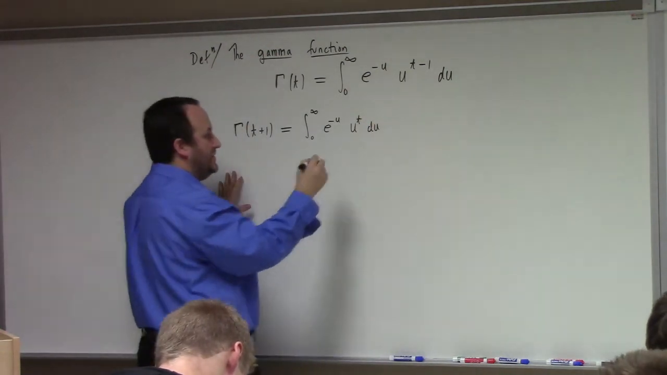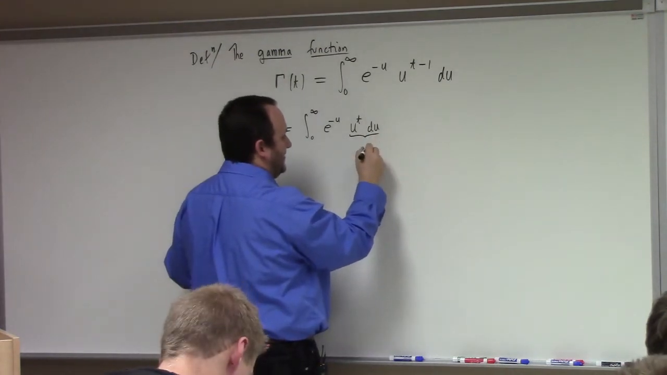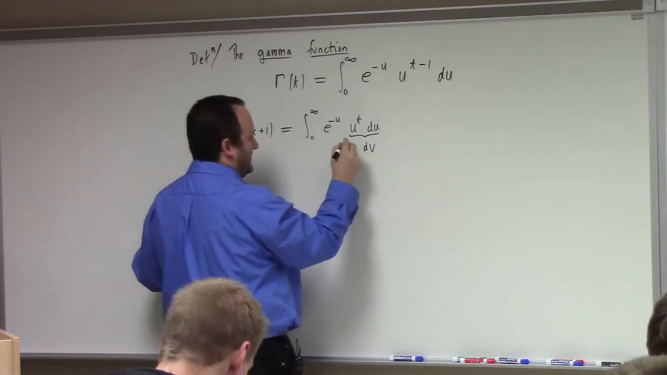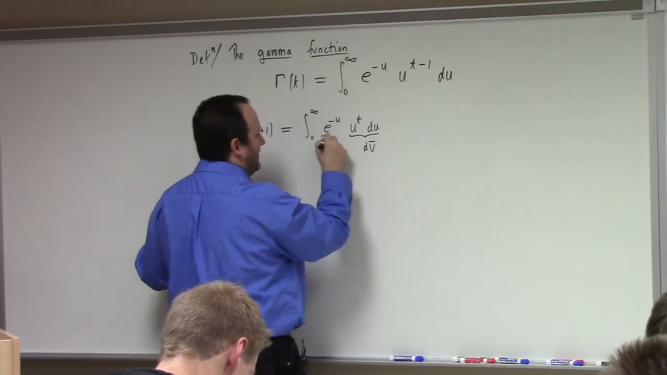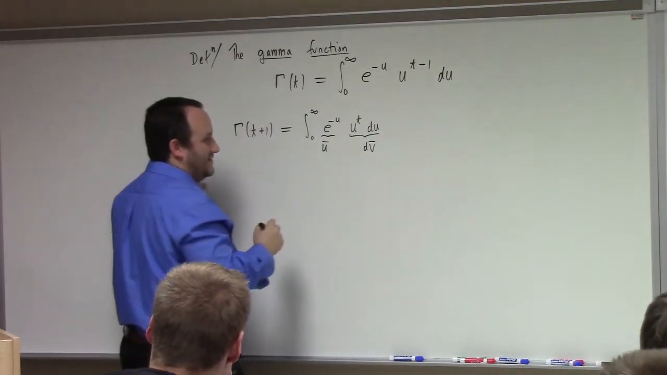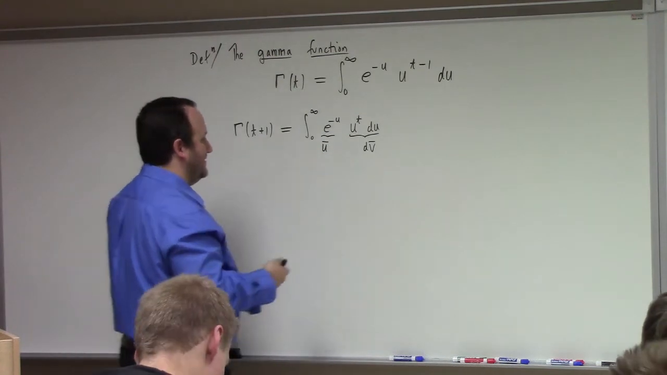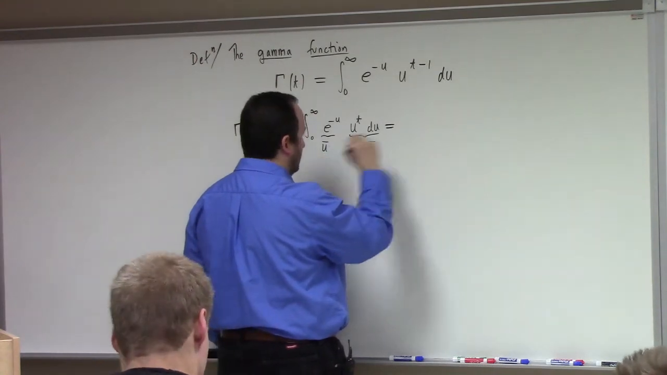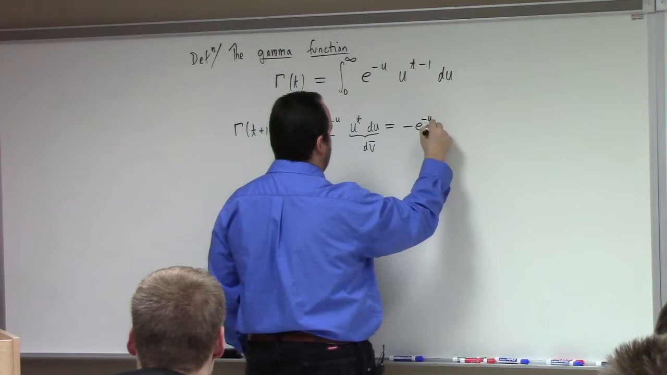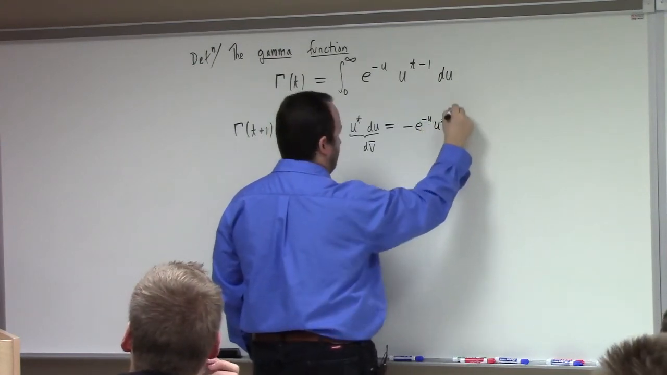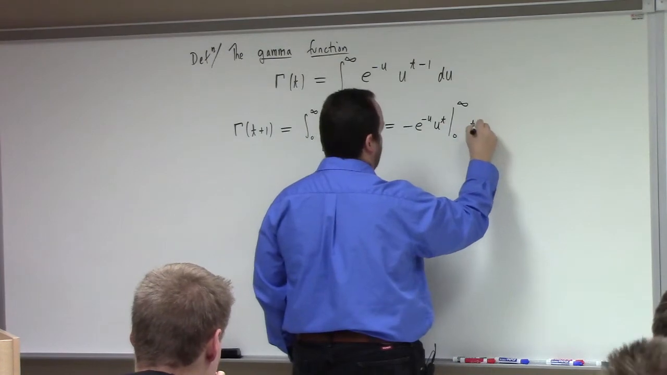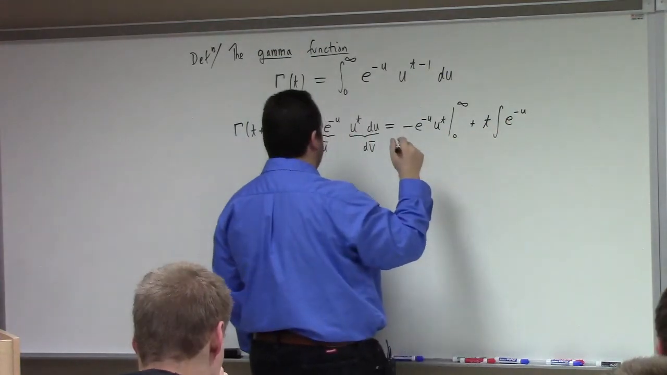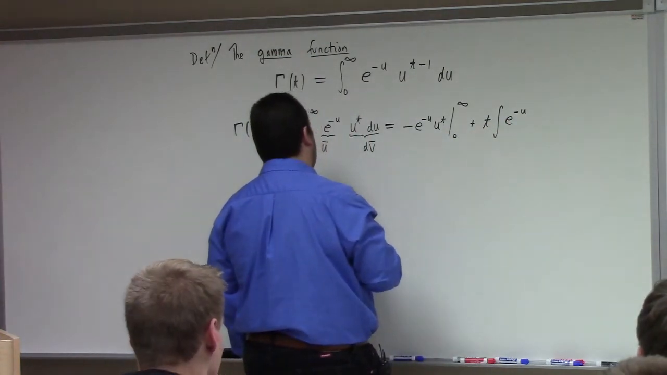So we'll do integration by parts. Let's think of this as being the dv, and let me put a bar. This will be my u bar, because we use u and v for, yeah. Anyway, long story short, integration by parts gives me minus e to the minus u, u to the t evaluated from 0 to infinity, plus t times the integral of e to the minus u du.